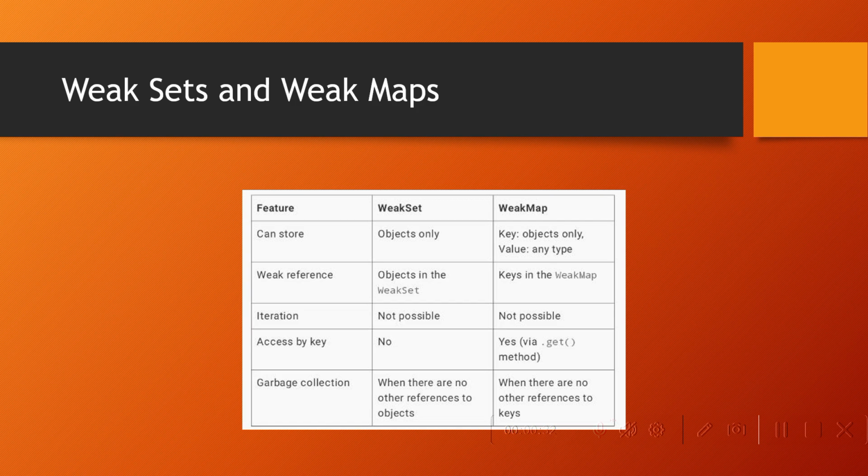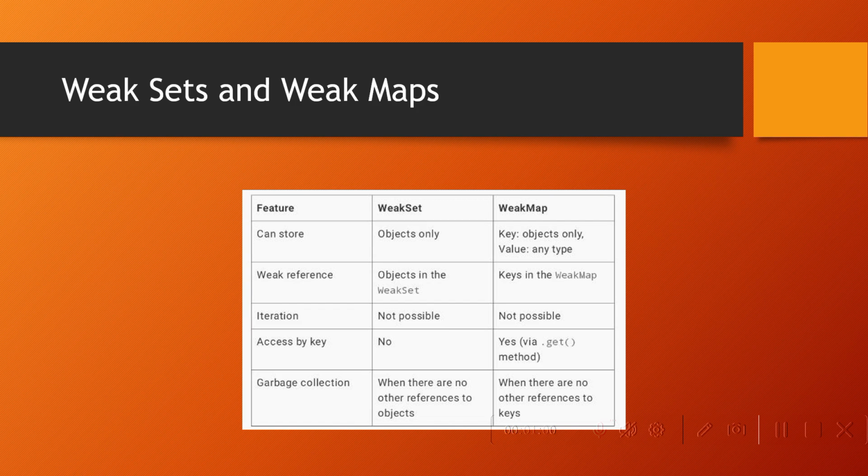Other than that, there are few other restrictions also. Weak sets can have only objects and cannot have numbers like sets. Again, weak maps have key as objects only and cannot have key as string or number or anything, but it is a key value pair like maps. So both have the restriction that it should have only objects, and it should have only objects as key.